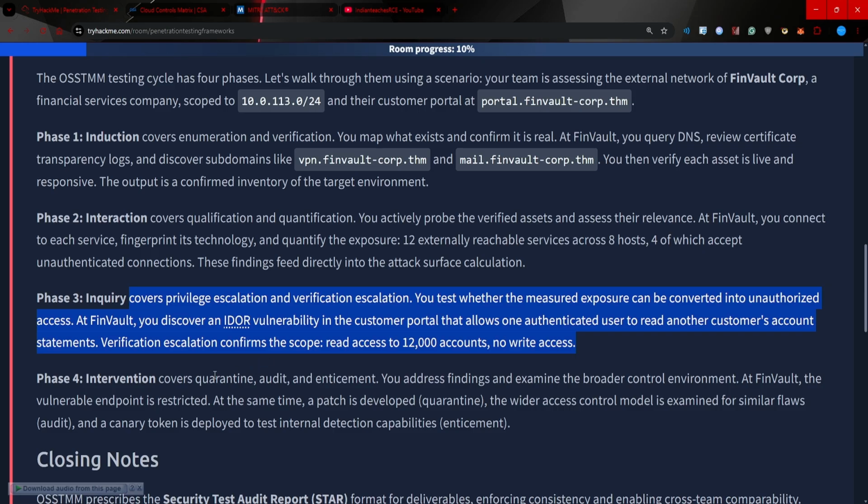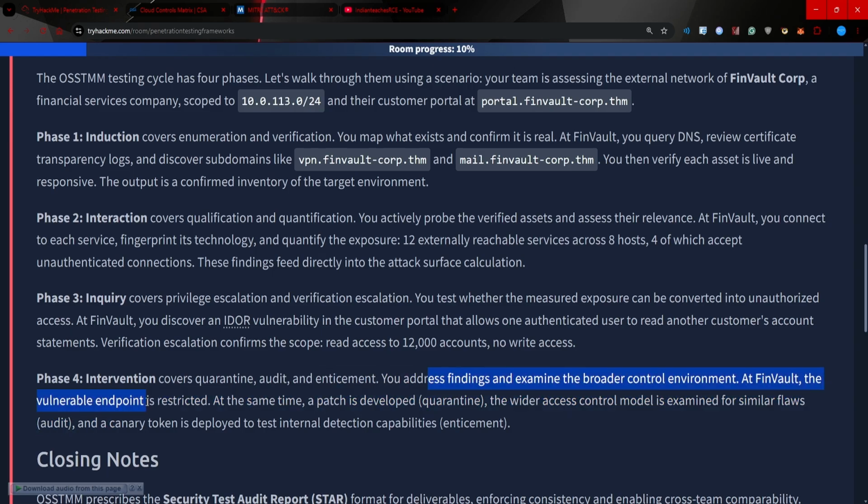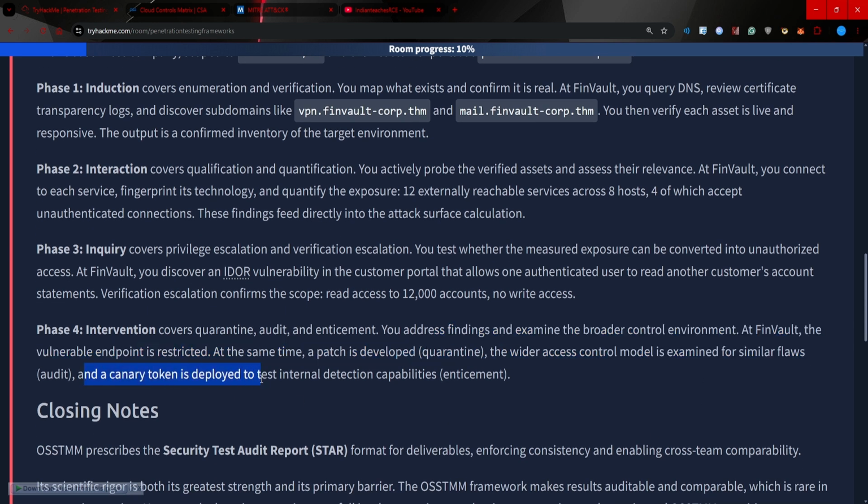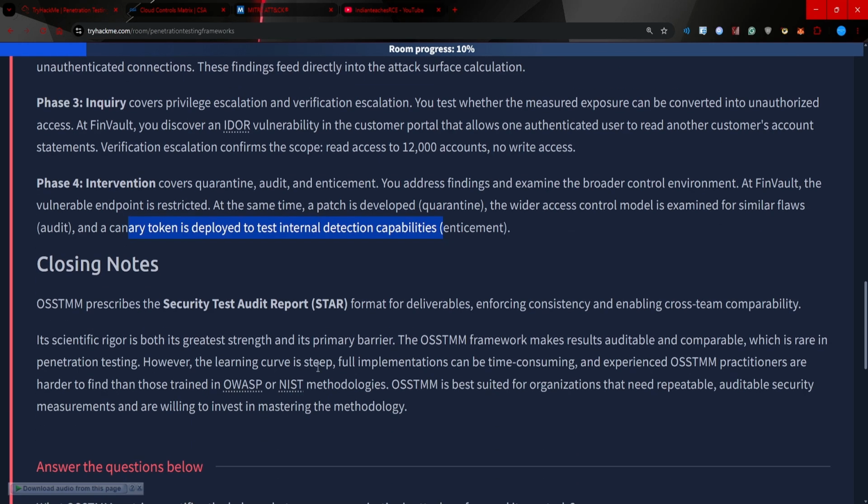Okay. Phase 4, Intervention, covers quarantine, audit, and enticement. You address findings and examine the broader control environment. At FinVault, the vulnerable endpoint is restricted. At the same time, a patch is developed. Quarantine: the wider access control model is examined for similar flaws. A canary token is deployed to test internal detection capabilities. Okay, so the patch is the quarantine, examining is the audit, and enticement is deploying something to test detection capabilities.